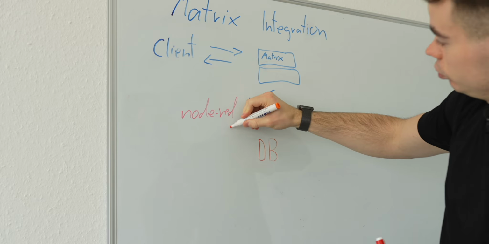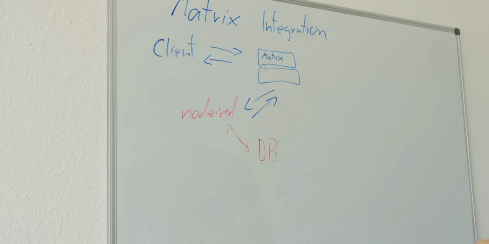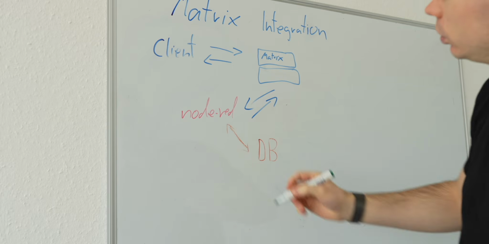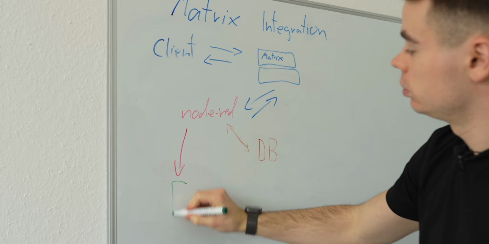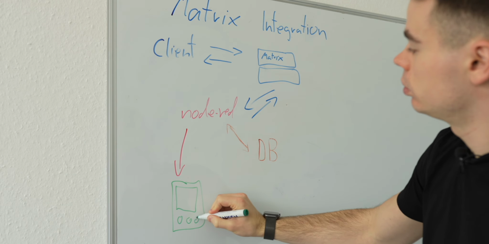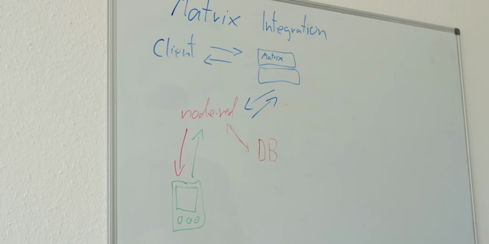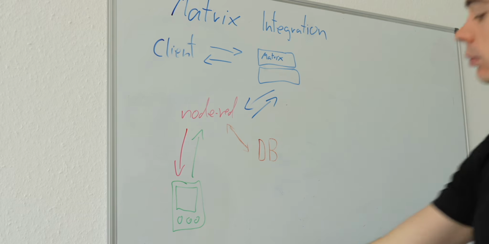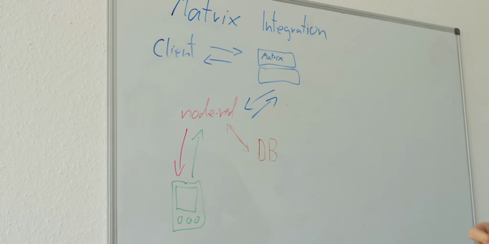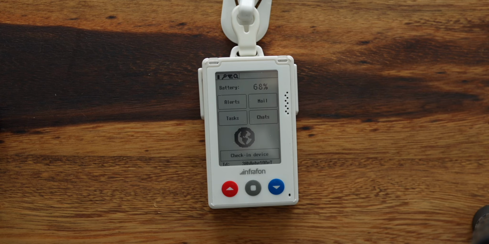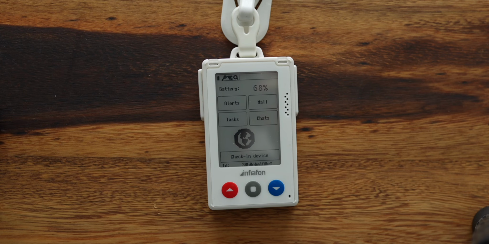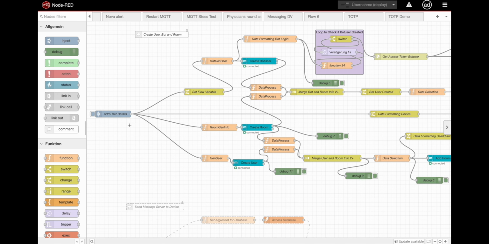Since we will not run the Matrix client on our CC2, we will just use the Node-RED integration with Matrix to use that as a client and receive the messages and then send the payload to our CC2. And to keep track of all the devices with registered users, we will use a small database. On the CC2, we will just use the default message list, and we're going to use the chat application this time.